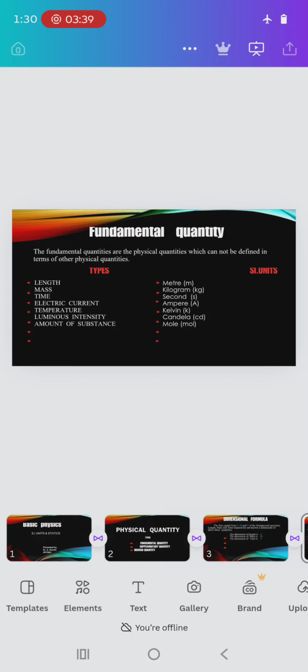Actually, the basic fundamental quantities are length, mass, and time. Then the general seven fundamental quantities are length, mass, time, electric current, temperature, luminous intensity, amount of substance. Okay. Next one.